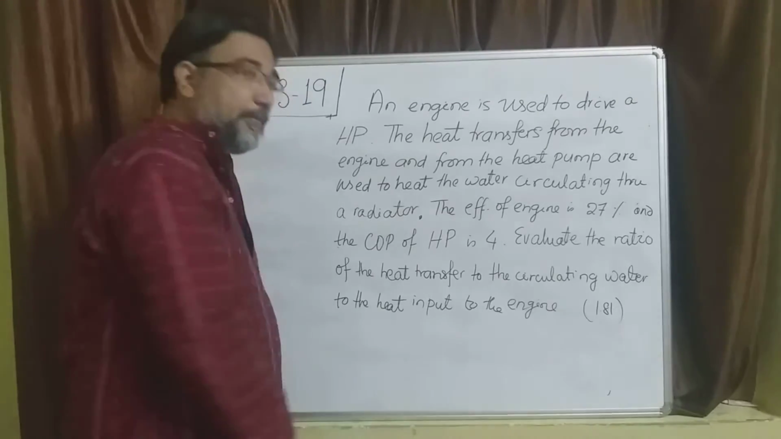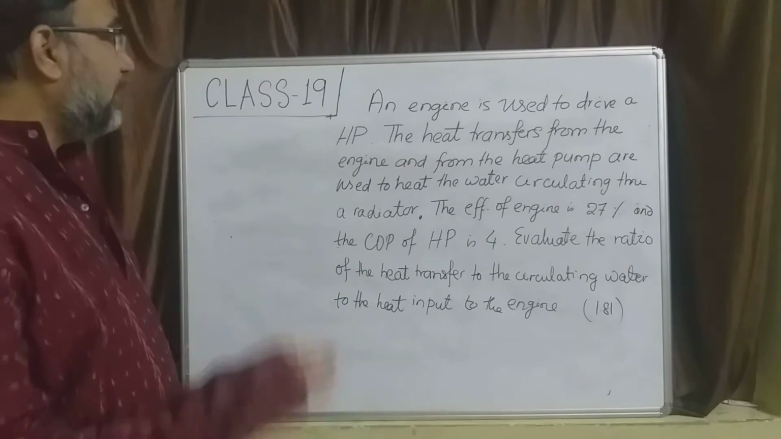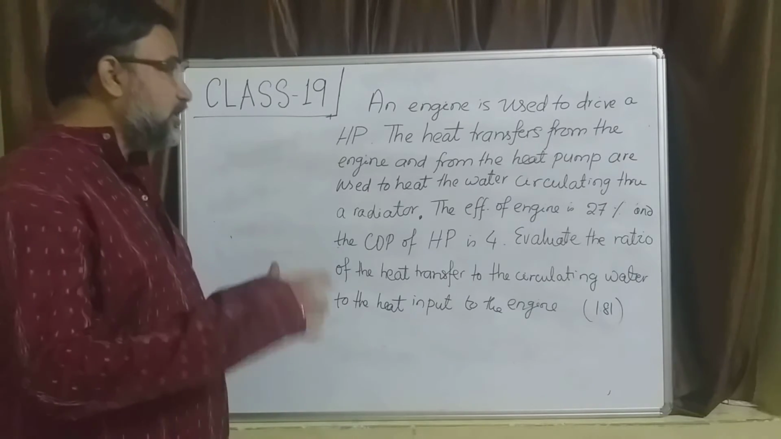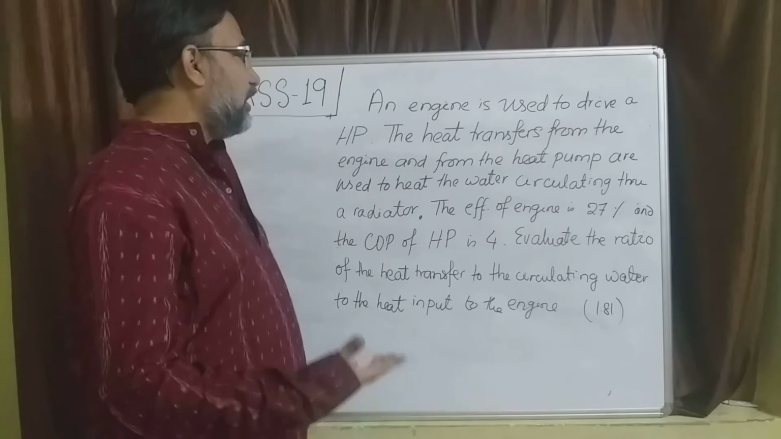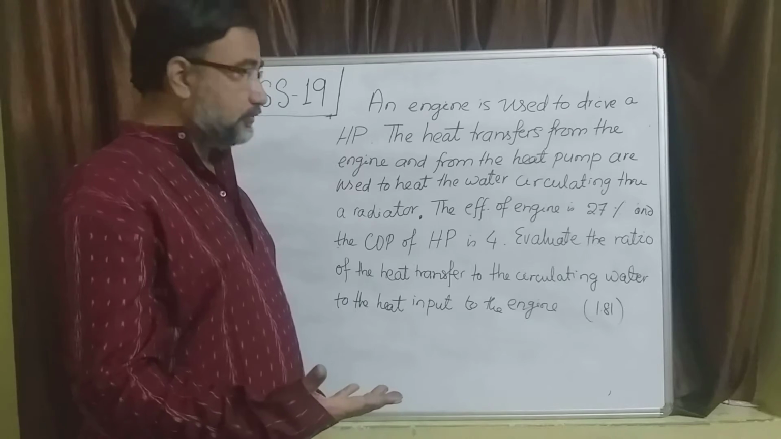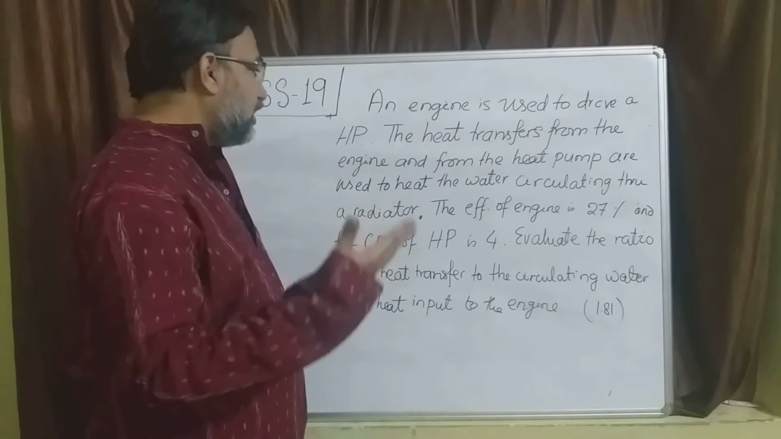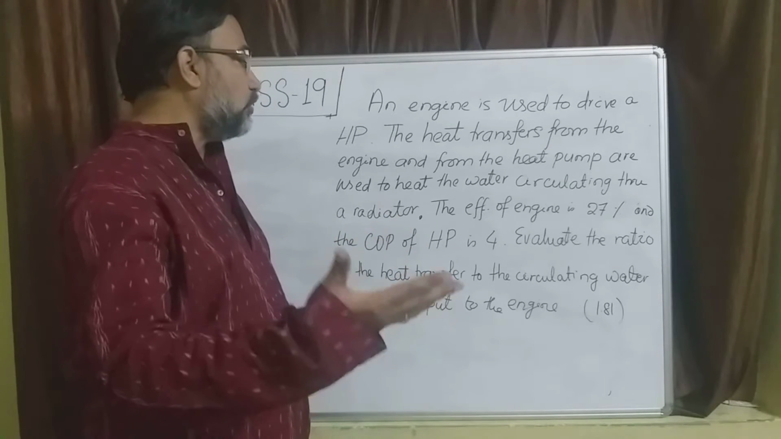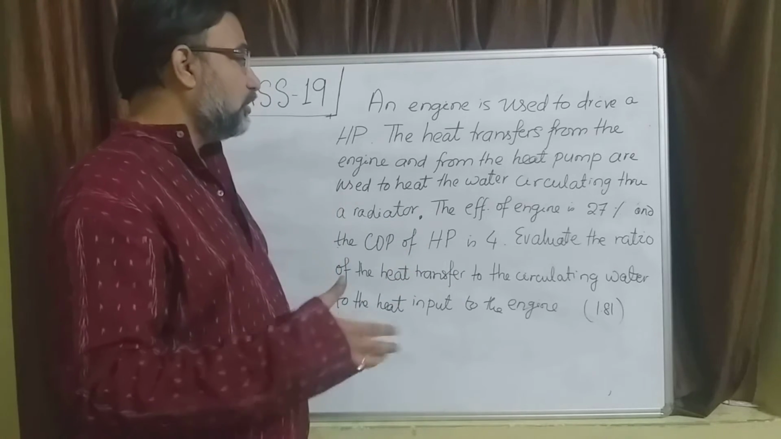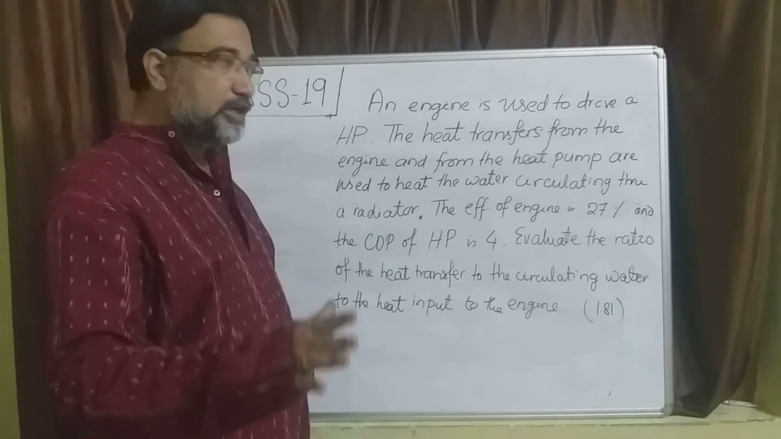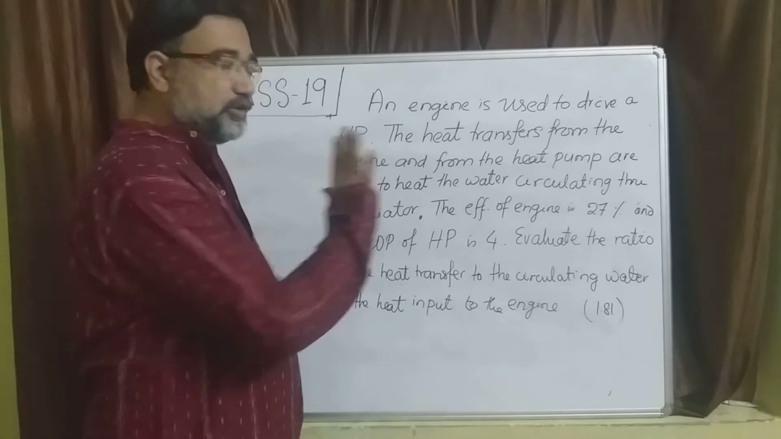Now look at the problem and read it once again. An engine is used to drive a heat pump, full stop. The heat transfers from the engine and from the heat pump are used to heat the circulating water through a radiator. The efficiency of the engine is 27%. The COP of the heat pump is 4, and you have to find out this.